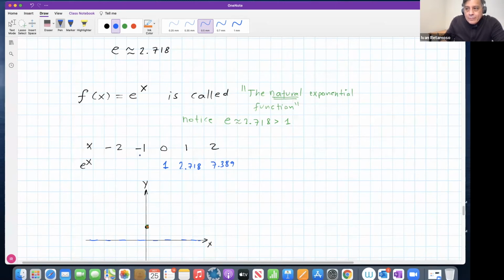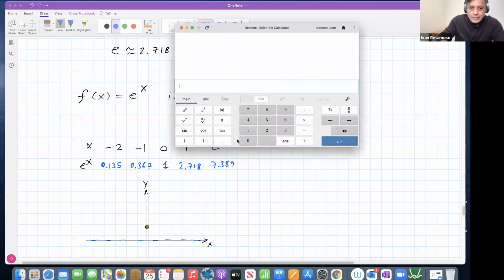E raised to -1, you're going to end up with this number, 0.367. And e raised to -2, 0.135. Sometimes you say, Professor, how do you do this calculation? Let's do it together so you can check. How did I get this?